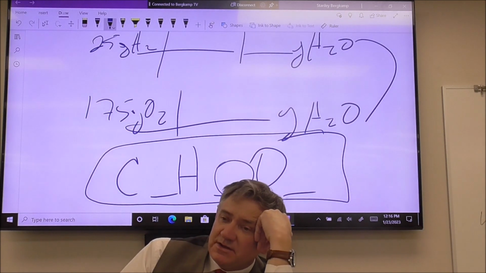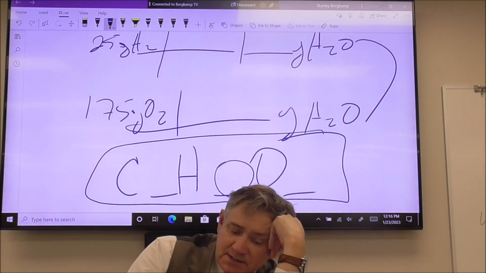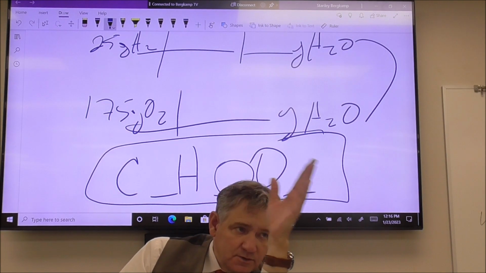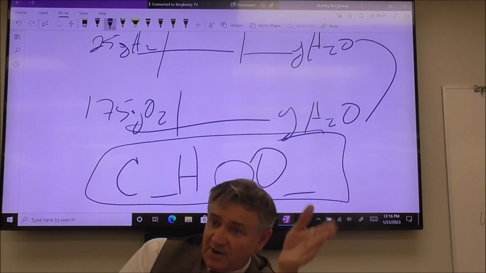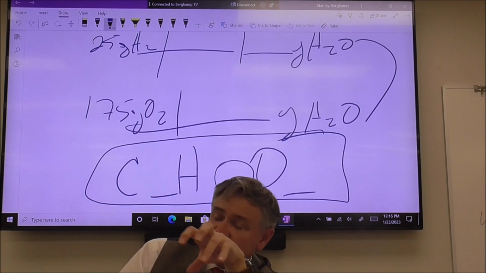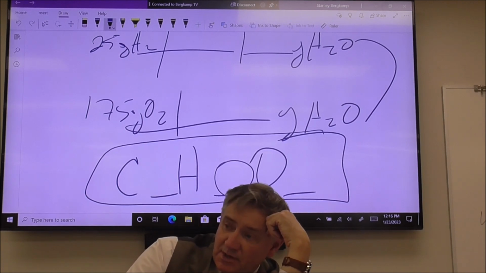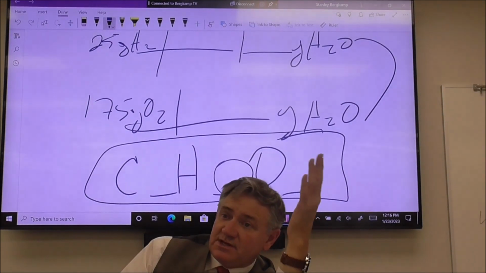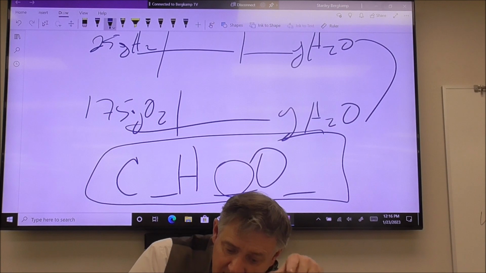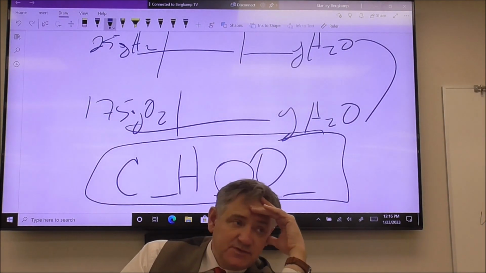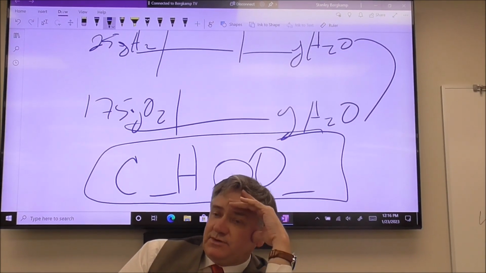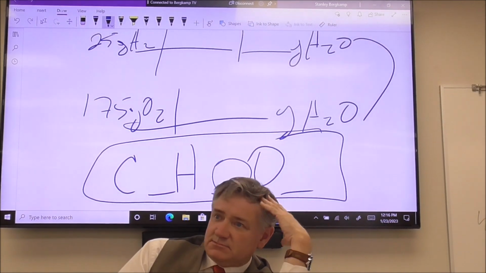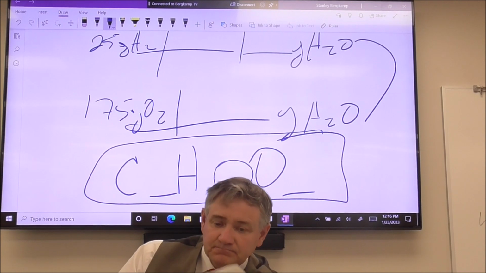Now, here's how you can check that you got it right. Take your empirical formula and rework backwards. Find the percentage based upon your chemical formula. You got three carbons, whatever. Find the relative mass of the whole thing divided by the mass of the carbon. See if you get that percentage. If you did, you did it right. If you don't, you did it wrong. That's as simple as it can possibly get.